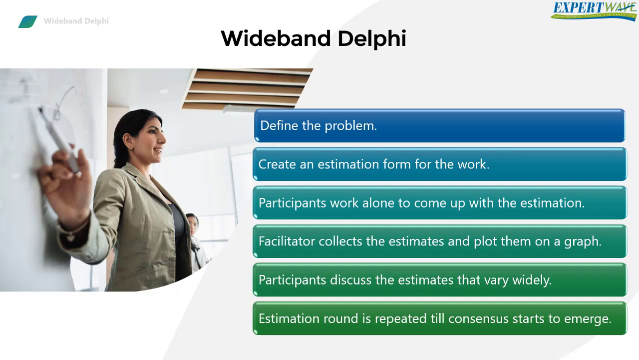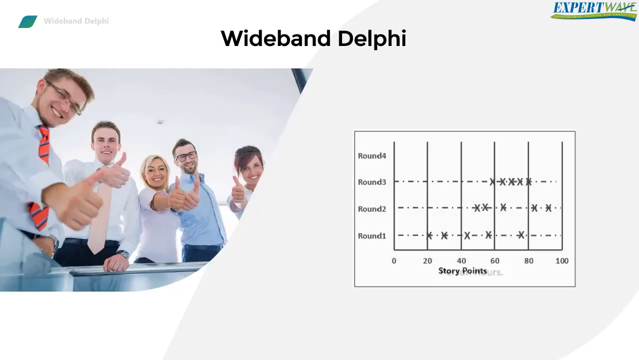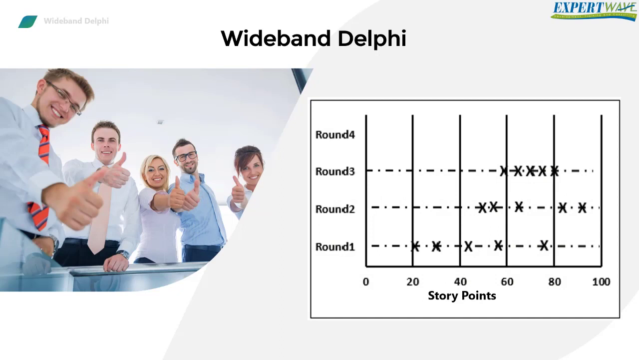round estimation. Then the facilitator collects the estimates and plots them on a graph. The estimates are kept anonymous and no one knows which estimate belongs to whom. The participants start to discuss the estimates that vary widely. Then the estimation round is repeated and after several rounds, consensus starts to emerge, and variations start to be narrower. The estimation process is complete when each of the estimates becomes within the range that was defined at the beginning of the meeting.